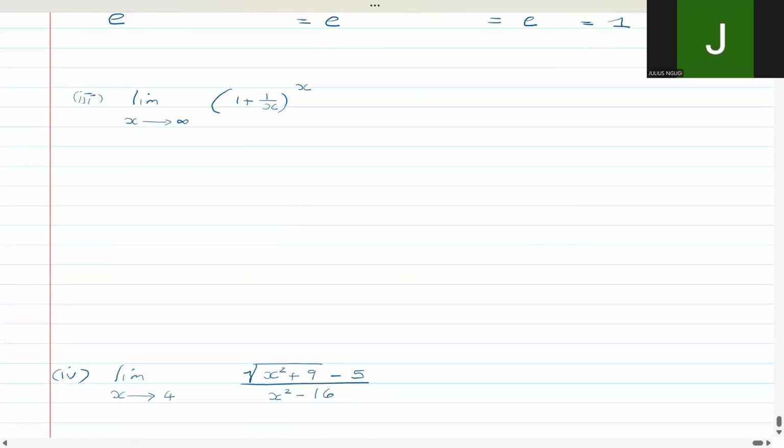Number 3, same thing. We let y be equal to (1 plus 1 over x) to the power of x. And then we introduce natural log on both sides, so ln of y is equal to, using the properties, x natural log of 1 plus 1 over x.